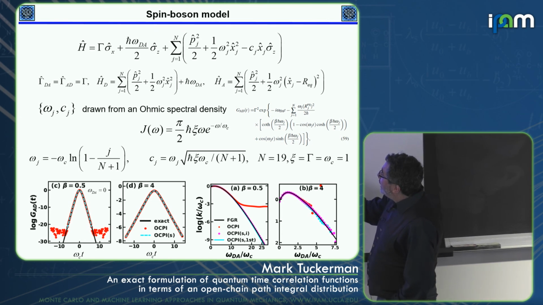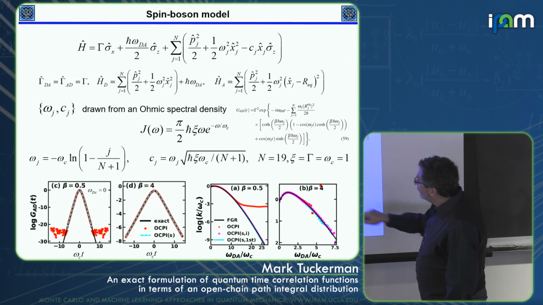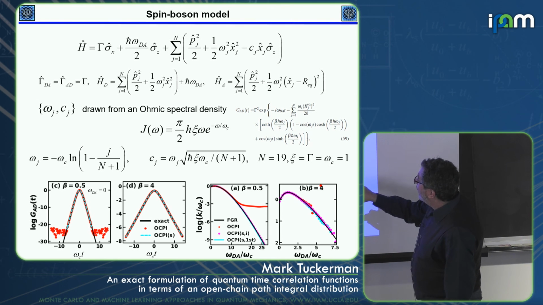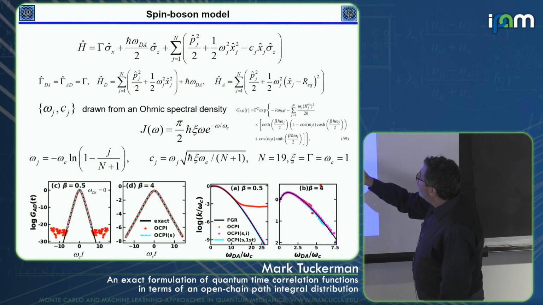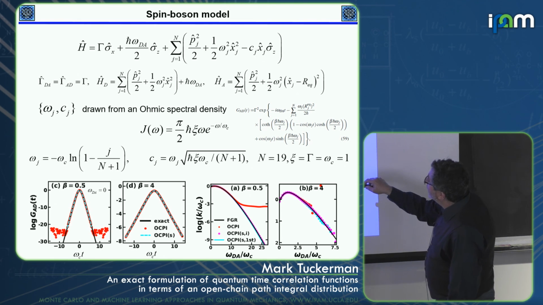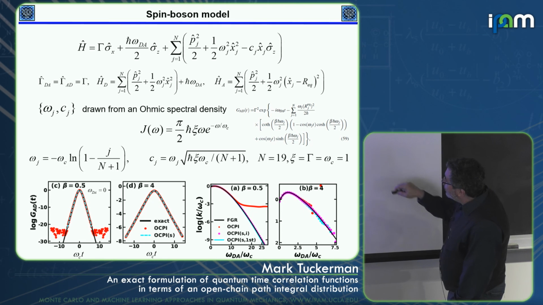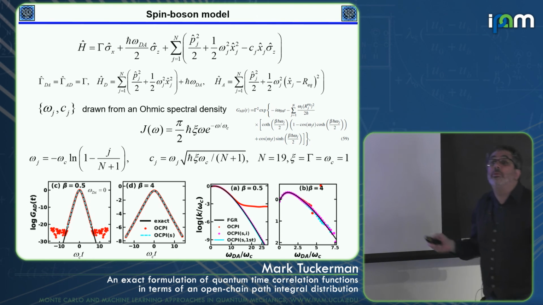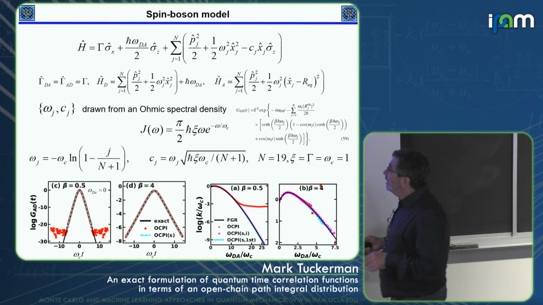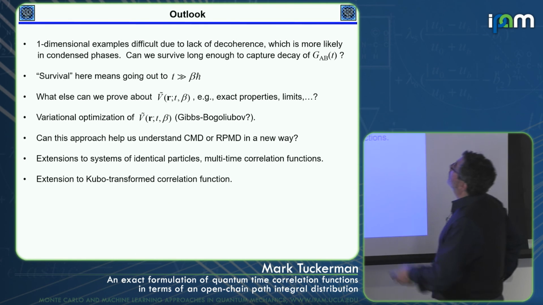But then we got rates for different values of this omega. That's the exact result from Fermi's golden rule. The raw open chain result is the red. But if you smooth, again, this nasty stuff goes away, and you can match very nicely, which you should be able to because it's a harmonic problem at the end of the day. All right, so let me finish up with some outlooks.